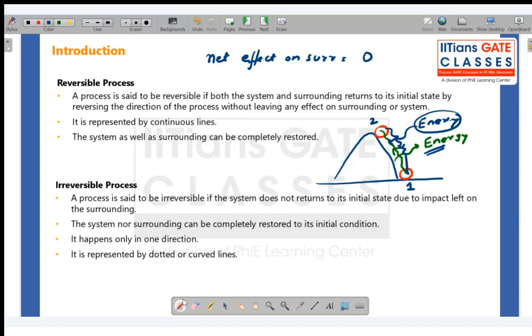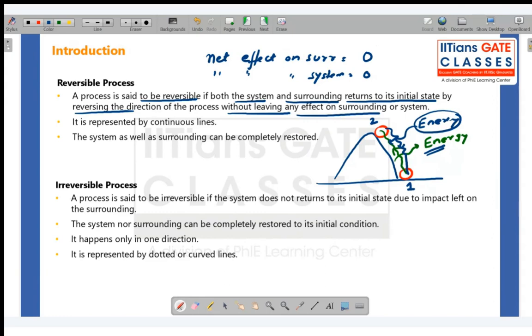Okay, if any process, although it is not possible, it cannot happen, but if it can happen, it is called a reversible process. So basically, a system is called reversible if the net effect on the system is also zero, because the system has spent some energy, then it is absorbed back. So the system has not lost anything eventually. Net effect on both the system and surrounding returns to its initial state by reversing the direction without leaving any effect on system or surrounding.